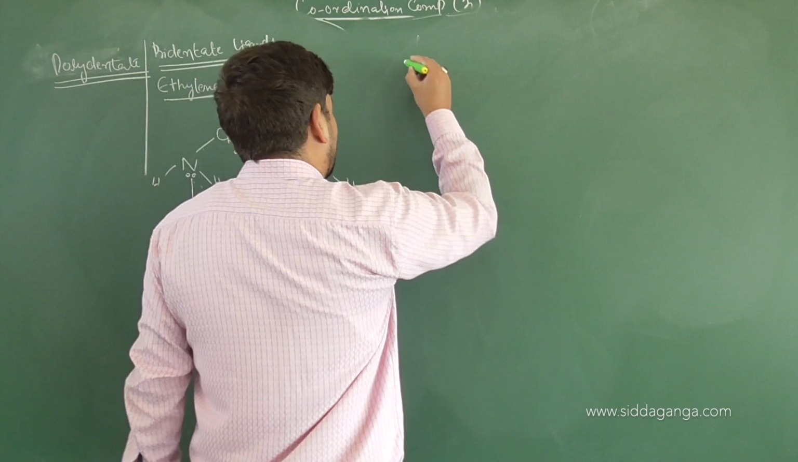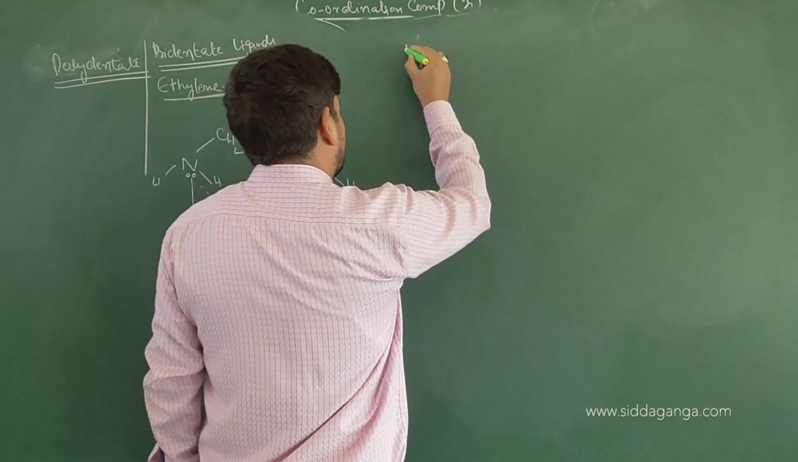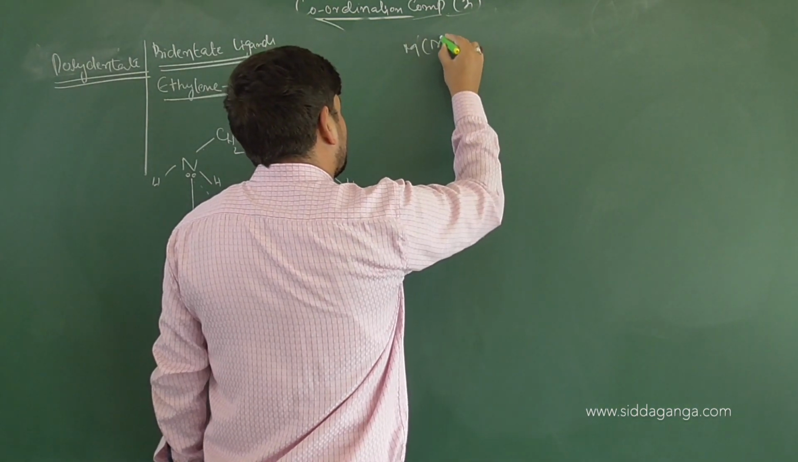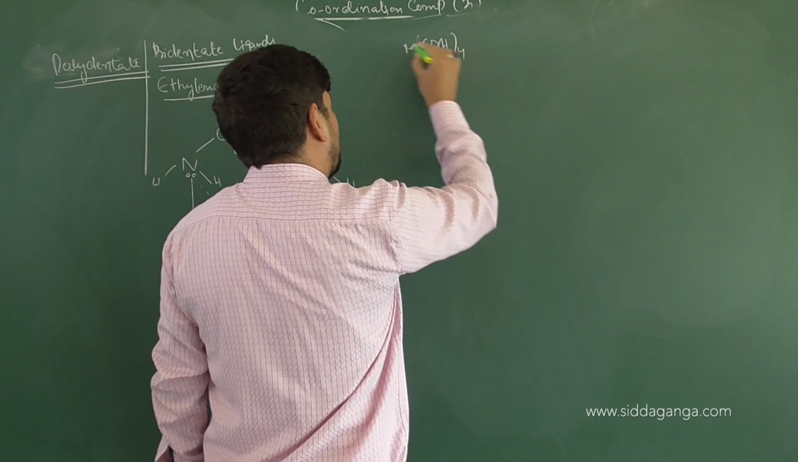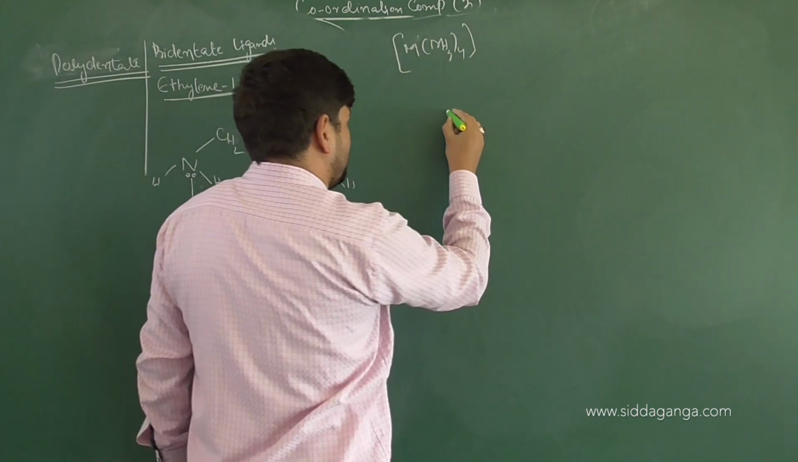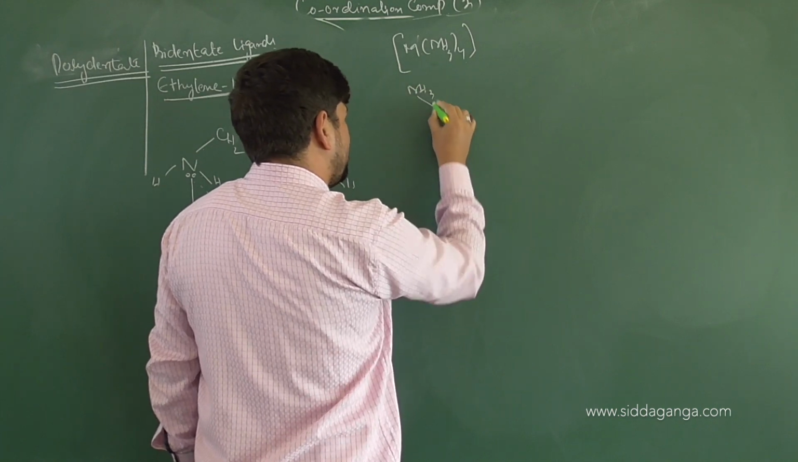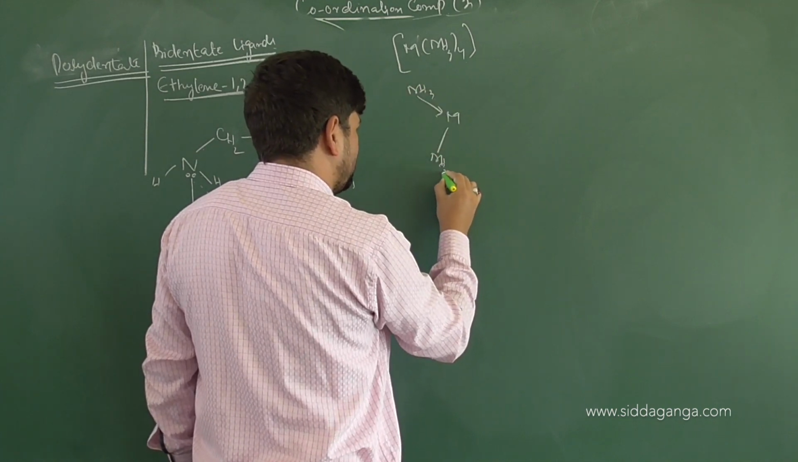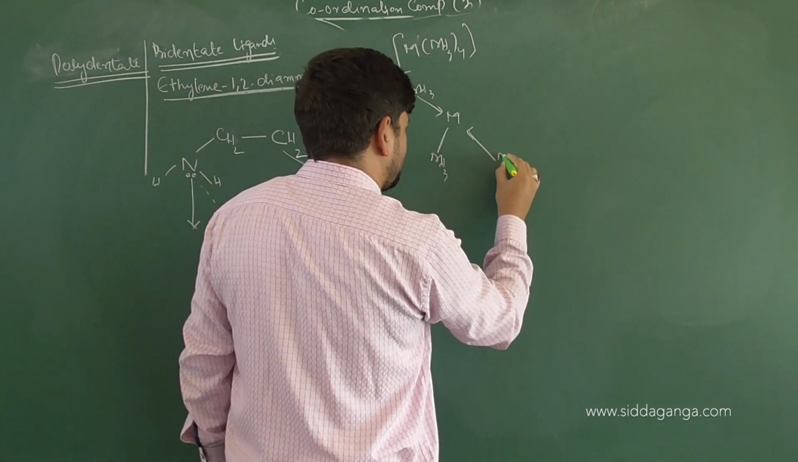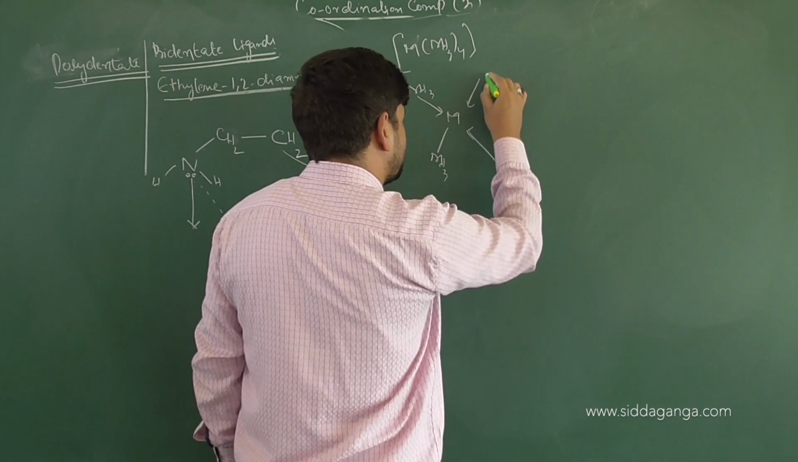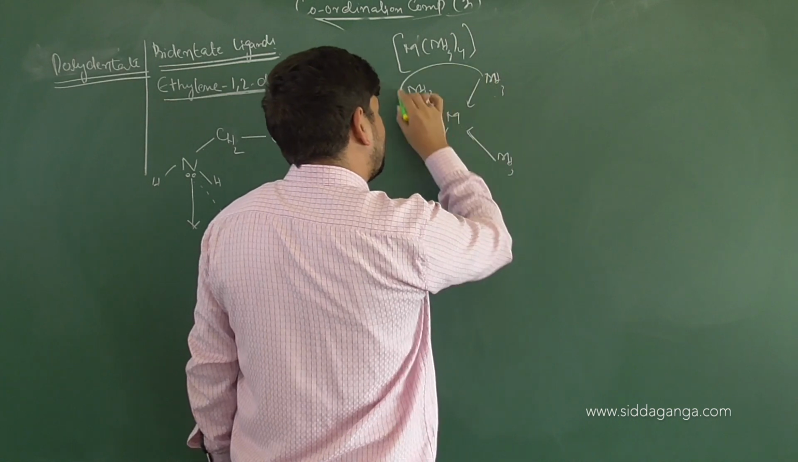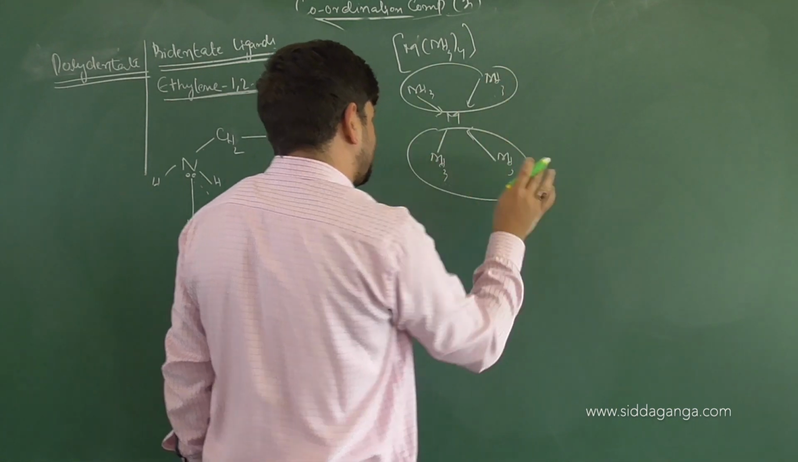Suppose we have a complex like this: a metal atom attached by ammonia. Say we have 4 ammonia attached to it. Now the metal atom is attached by what? Ammonia. Then here also it is attached by ammonia, here also by ammonia, and here also by ammonia. So monodentate ligands are not able to cyclize the structure at all.